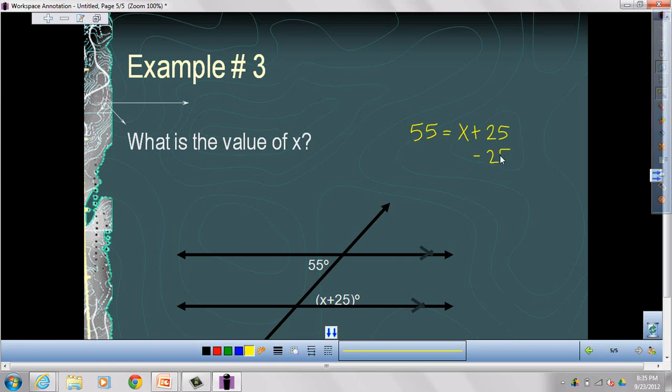So here I would subtract 25 from both sides. This goes away, so I get that x equals 30. So that means x is equal to 30. So 30 plus 25 should equal 55 degrees.